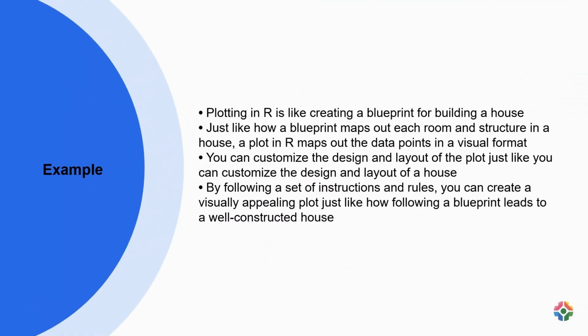Plotting in R is like creating a blueprint for building a house. Just like how a blueprint maps out each room and structure in a house, a plot in R maps out the data points in a visual format. You can customize the design and layout of the plot, just like you can customize the design and layout of a house. By following a set of instructions and rules, you can create a visually appealing plot, just like how following a blueprint leads to a well-constructed house.